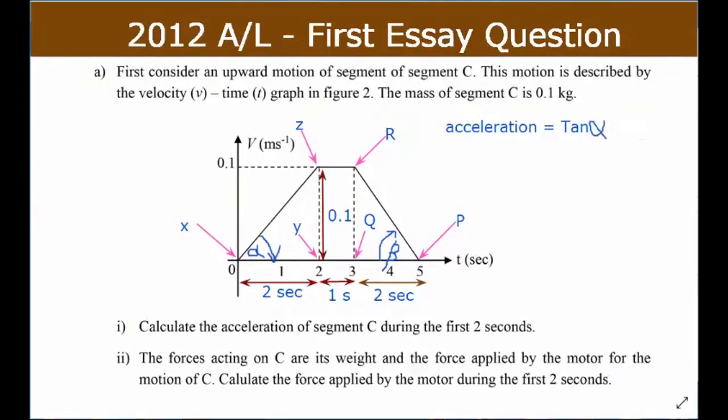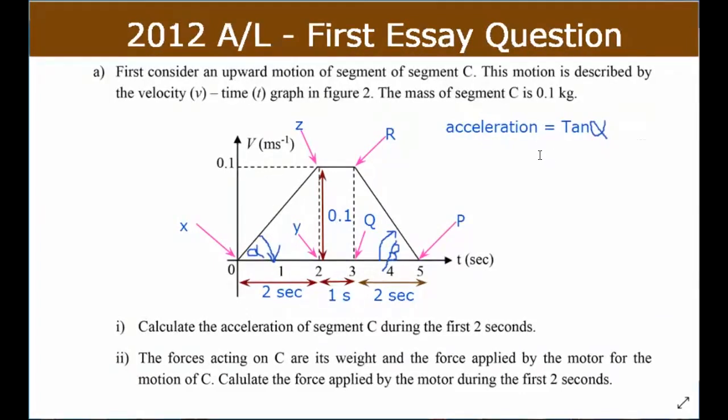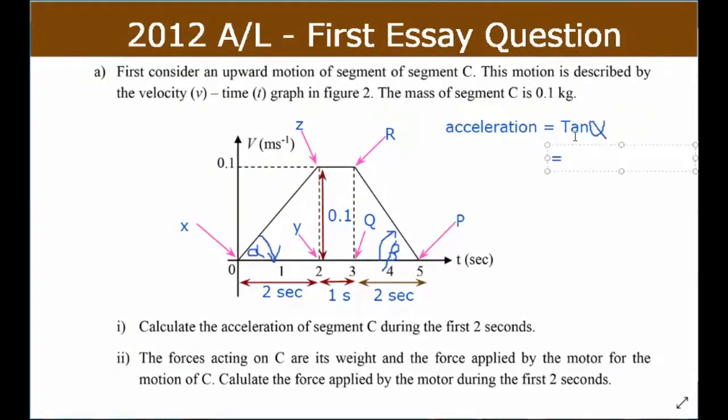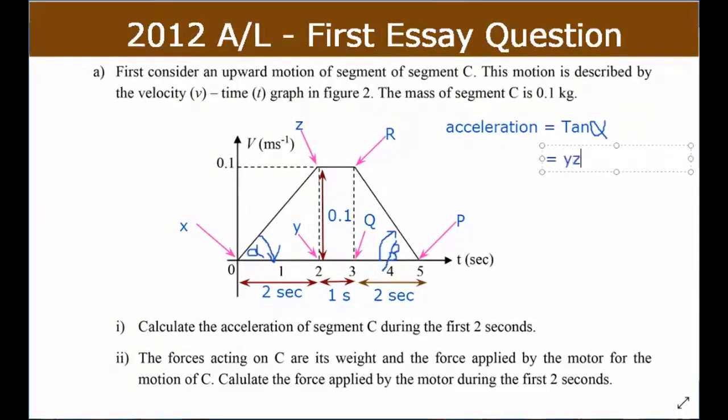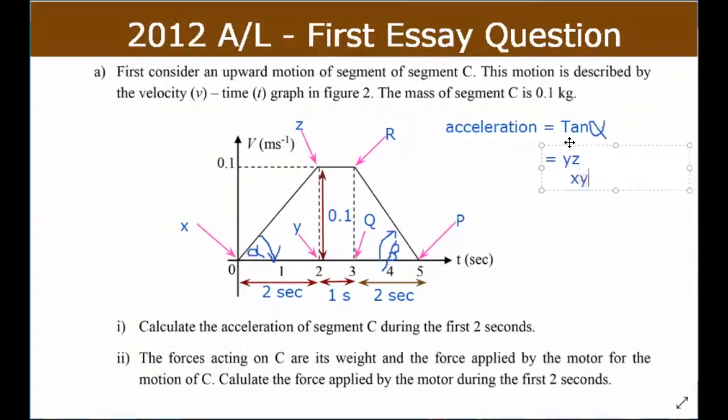Right. What is tan alpha there? You want to find tan alpha from the XY triangle. So what is tan of a triangle? Opposite side divided by adjacent side. So opposite side is YZ, adjacent side is XY. So what is the length of the YZ side?